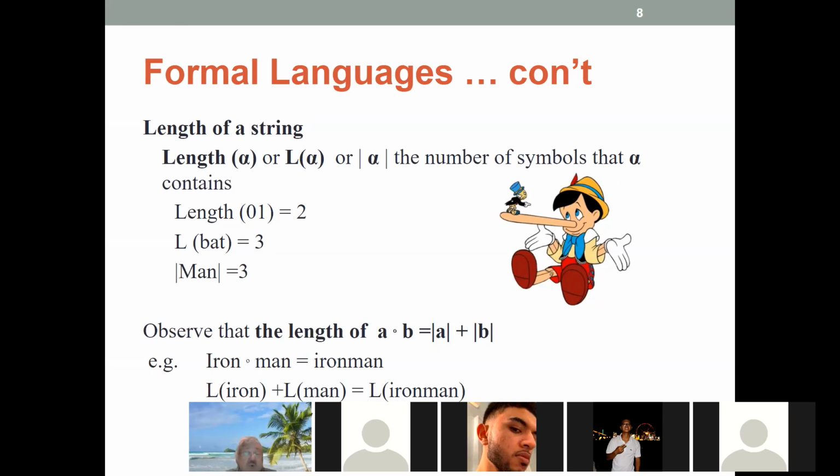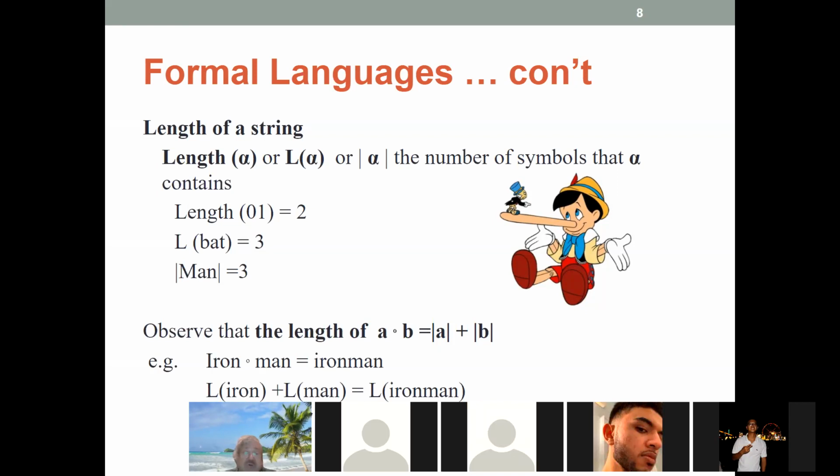The length of 0, 1, that's 2. 2 symbols. What's the length of 0, 0? Careful, I didn't say value of 0, 0. What's the length of the string 0, 0? Still 2. The length of bat is 3. The length of man is 3.